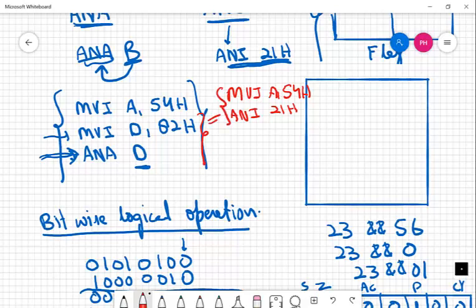These two instructions are equivalent to those three instructions, because the first instruction will transfer 54H to accumulator, and there the second instruction transferred 82H to register D, and then D and A were ANDed. But in this case, the first instruction 54 will be transferred to accumulator, and when the second instruction is executed, the number 21 will be ANDed to 54. And again here the result will be stored in accumulator. The result will be the same, all zeros, and accordingly various flags inside the flag register will be set and cleared.